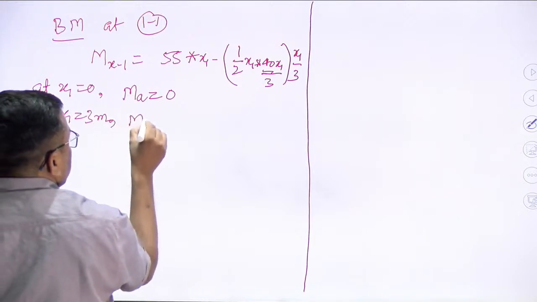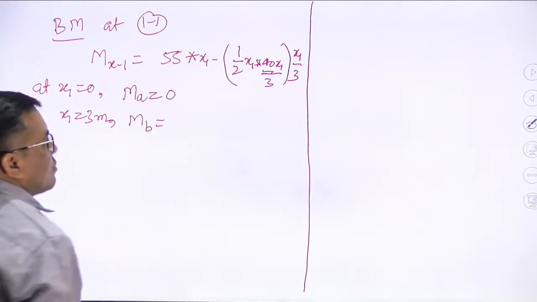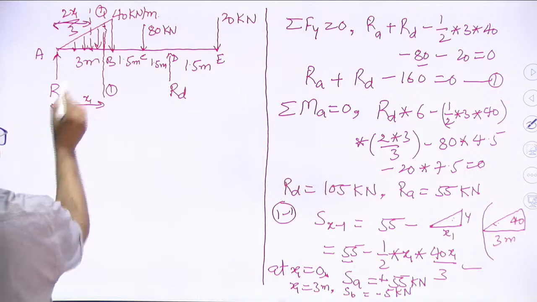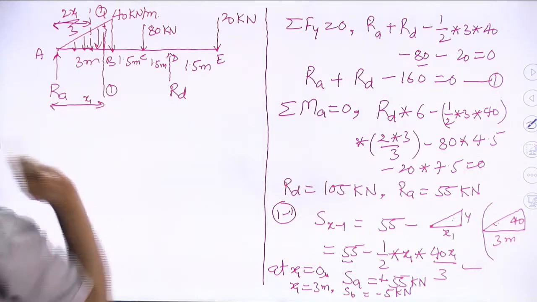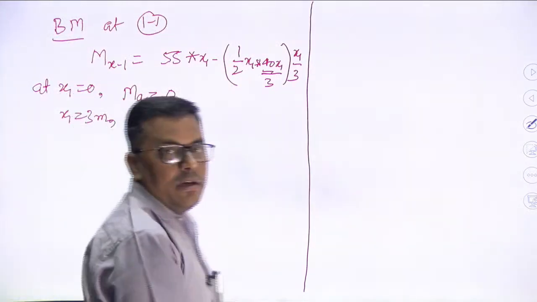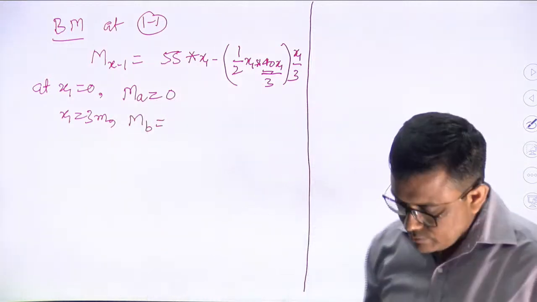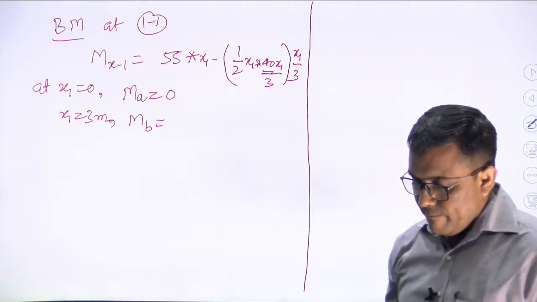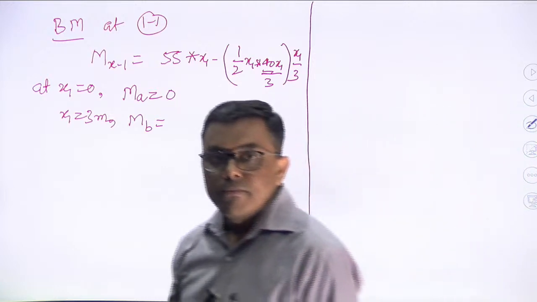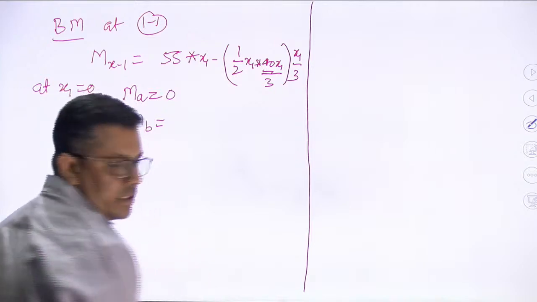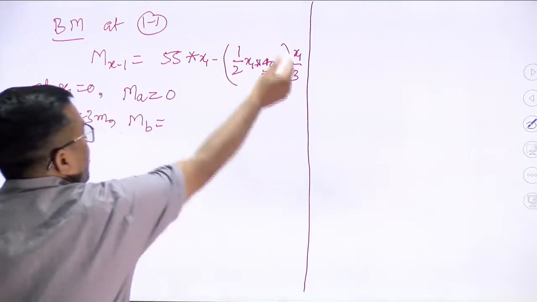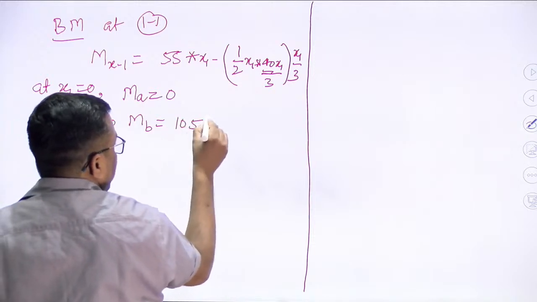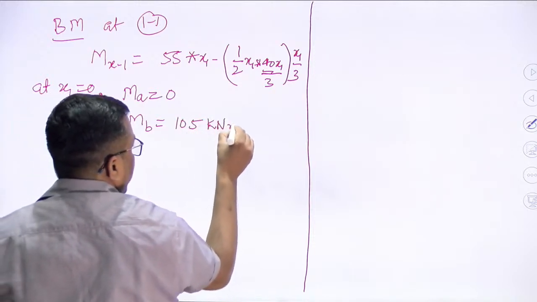So how much will MB come out? Just put x1 equal to 3 here. See, for A, x1 is 0, for B, x1 is 3. So put the value 3 here. How much is it coming out? Please calculate quickly. MB, how much is it coming out? As soon as you put x1 equal to 3, I hope it is coming out 105 kilonewton meter.